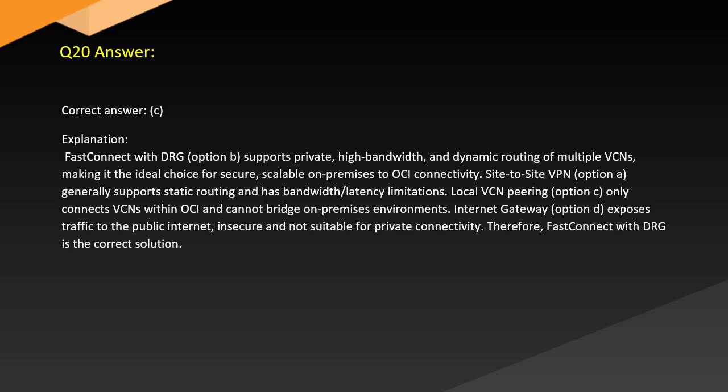Site-to-site VPN, option A, generally supports static routing and has bandwidth and latency limitations. Local VCN peering, option C, only connects VCNs within OCI and cannot bridge on-premises environments. Internet gateway, option D, exposes traffic to the public internet, insecure and not suitable for private connectivity. Therefore, FastConnect with DRG is the correct solution.